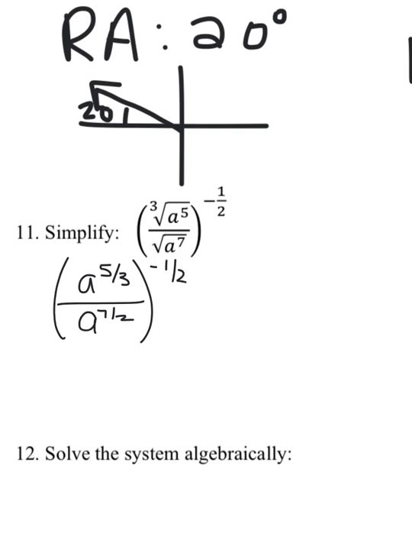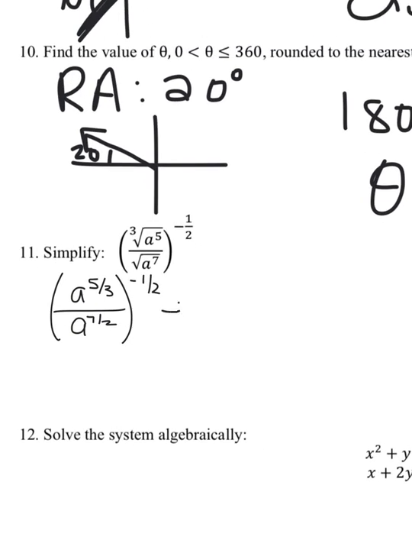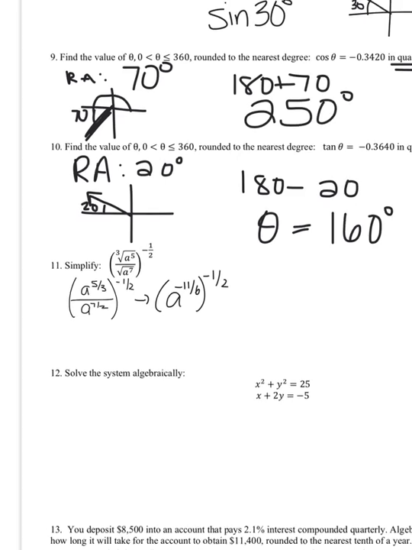So now you have two options. You can raise both pieces to the -1/2 power, or you could do the division inside the parentheses by subtracting the exponents. So if I go ahead and I do that, 5/3 minus 7/2 gives you -11/6. So I have a to the -11/6 raised to the -1/2 power. So now, power to power, I would multiply these two. If I do -11/6 times -1/2, that'll give me a to the 11/12 power.